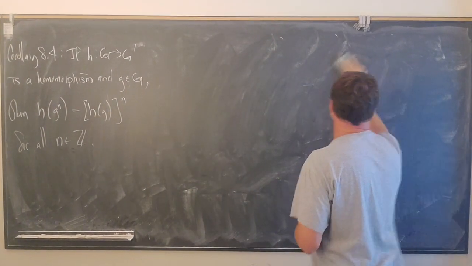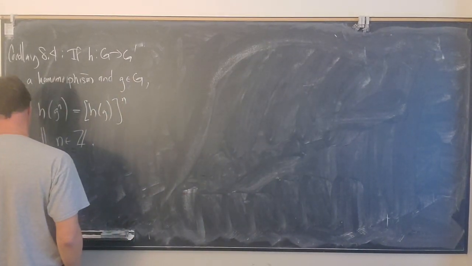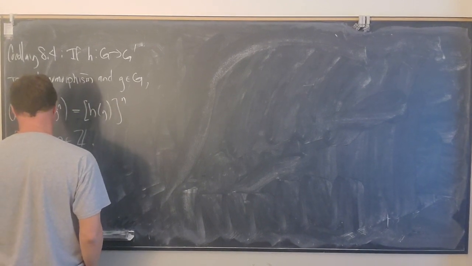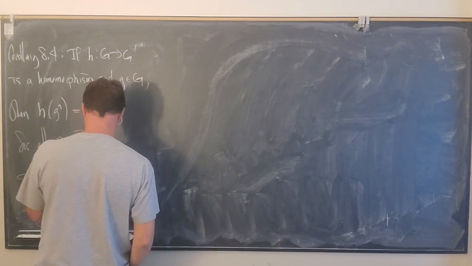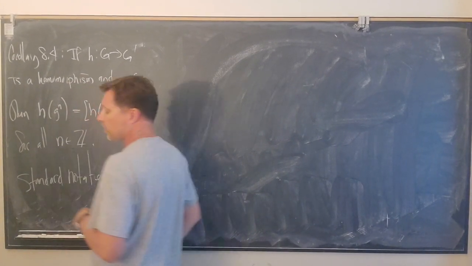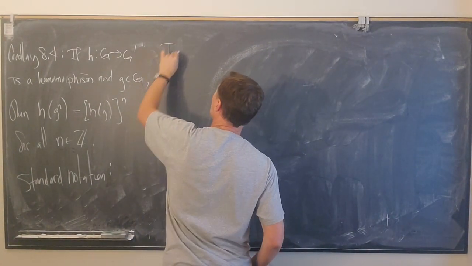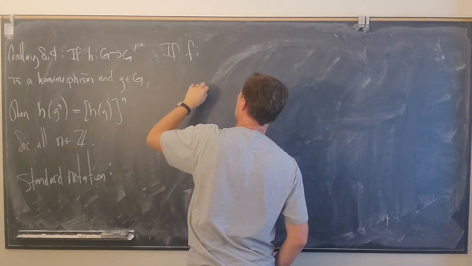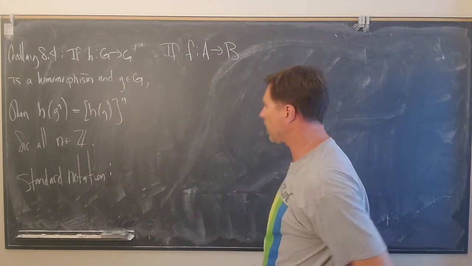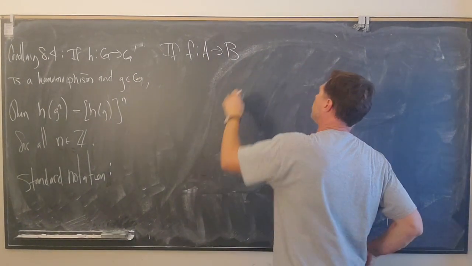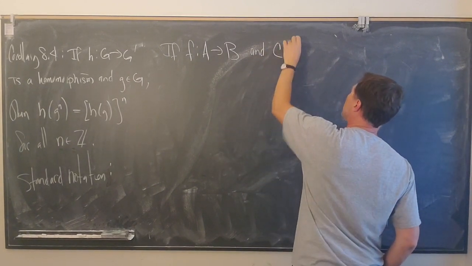A quick piece of notation, standard notation. You don't even need to write this down, but I want to contrast what your book does with what most other people do, including myself. So standard notation, if f is a function from, let's say, A to B. So this is just a function, not necessarily a homomorphism or anything like that. If we have a function and C is a subset of A, right?